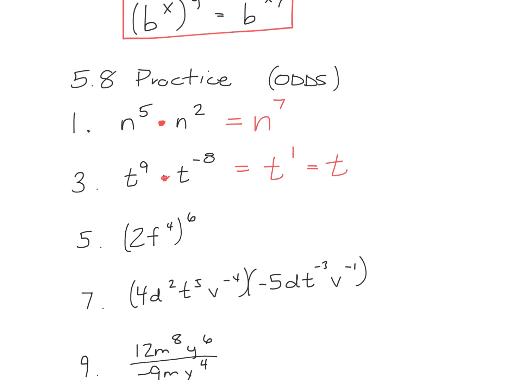Number 5, this is actually the power of a product, but I'm going to teach this as just using power of a power multiple times. Important that you realize that this number 2 in front is like 2 to the 1st, we also have to take that to the 6th power. So I would have 2 to the 1 times 6, which is 6, and I would have f to the 4 times 6, which is the 24th power. If I can do it mentally, I should, and 2 to the 6th, if you keep multiplying by 2, I believe you would get 64, and that would be 64 f to the 24th power.